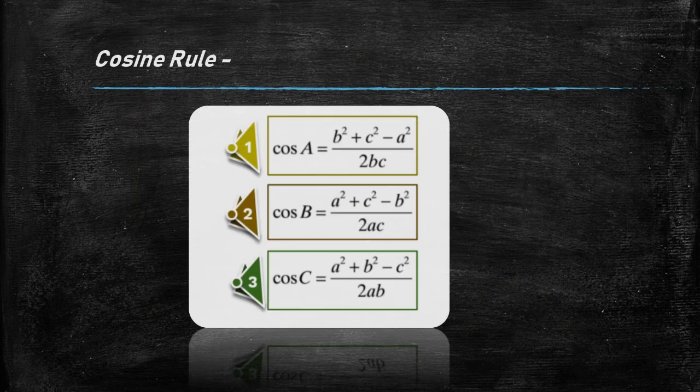Okay, now let us move to our cosine rule. Cosine rule is also very important and very interesting. So what is my cosine rule? My cosine rule says that cos of angle A is equal to b square plus c square minus a square by 2bc. And similarly cos of B is a square plus c square minus b square by 2ac. And cos of angle C is a square plus b square minus c square by 2ab.